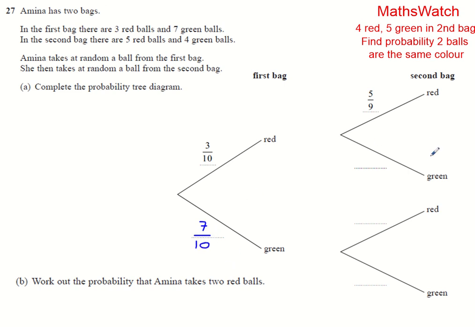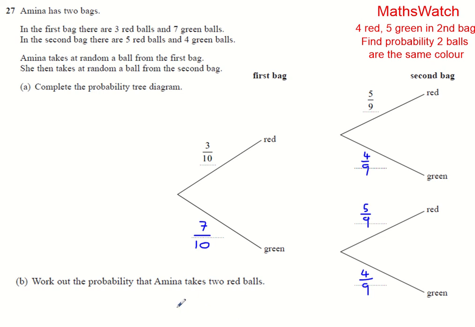From the second bag, 5 out of the 9 are red and 4 out of the 9 are green. That doesn't change for the bottom set. Still, in that second bag, 5 of the 9 are red and 4 of the 9 are green. So we've completed the probability tree diagram.